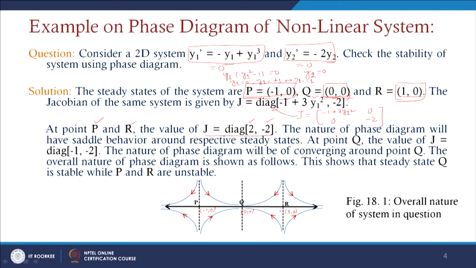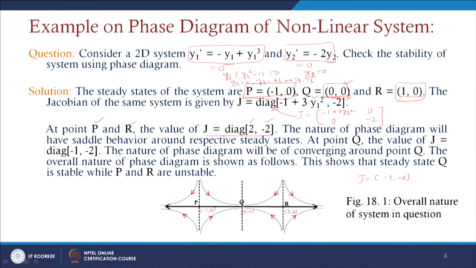And if you analyze the behavior of this phase diagram at the point q, which is (0, 0), and put the 0 0 values into the Jacobian, we get the values minus 1 and minus 2. Both these values are negative. This means the diagonal entries are negative, so the eigenvalues are negative. So the phase diagram will converge towards the point q, since both eigenvalues are negative.